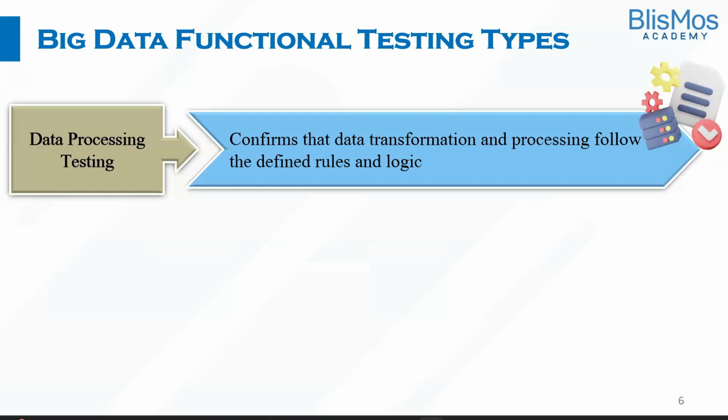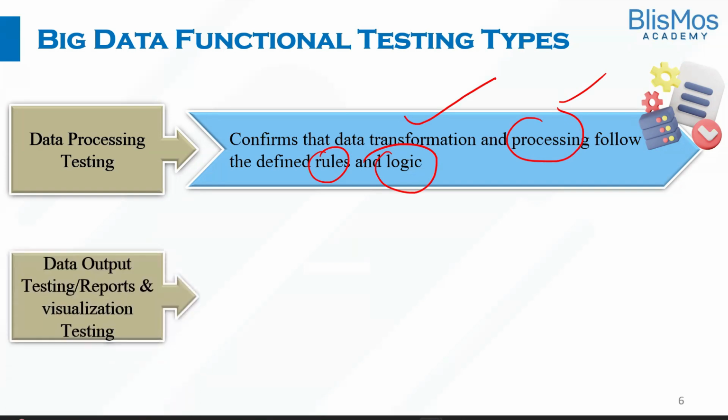What exactly do we do as a part of the data processing testing? In data processing testing, we evaluate whether the transformations are done properly or not, whether the processing is done properly or not, and whether the rules and logic specified in the requirements are followed or not. So all these things are validated in data processing testing.